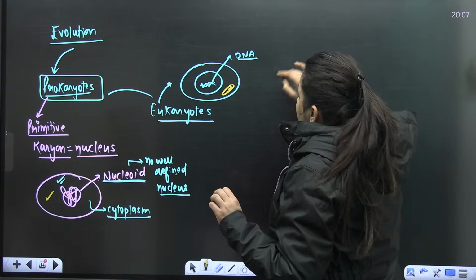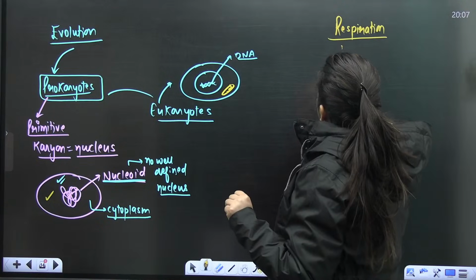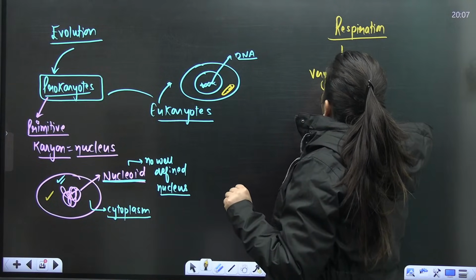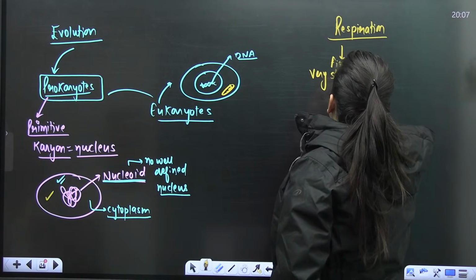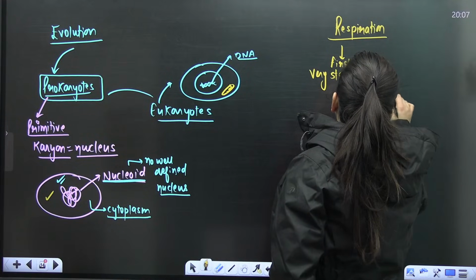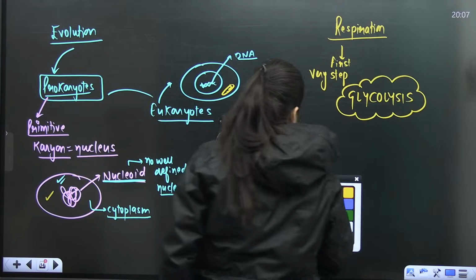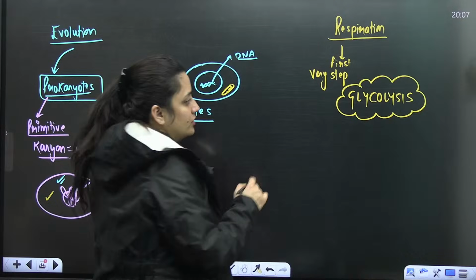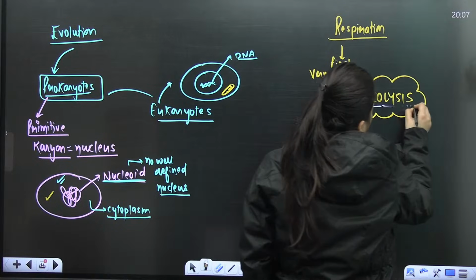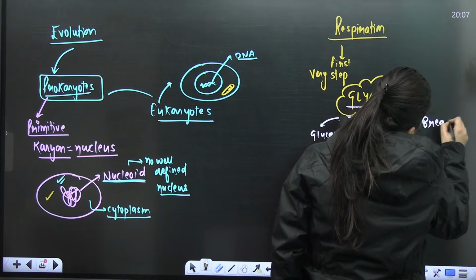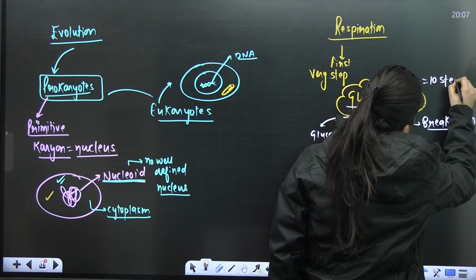When you talk about respiration, you are going to discuss the very first step here, and that very first step is glycolysis. I'll tell you why I related it with prokaryote and eukaryote. Glyco means glucose, and lysis means breakdown. You are ultimately talking about the breakdown of glucose, and that too in 10 steps.